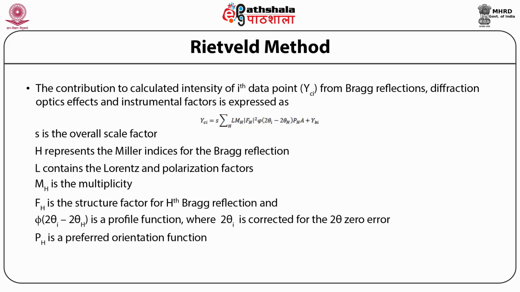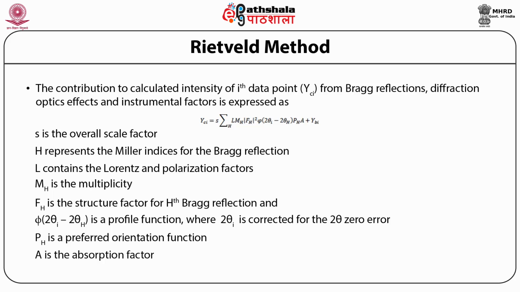pH indicates the preferred orientation function, which accounts for non-ideal distribution of the crystalline orientations, leading to a systematic enhancing of peak intensities of certain class of reflections. While studying the surfaces of metals, this effect is often referred to as a texture.